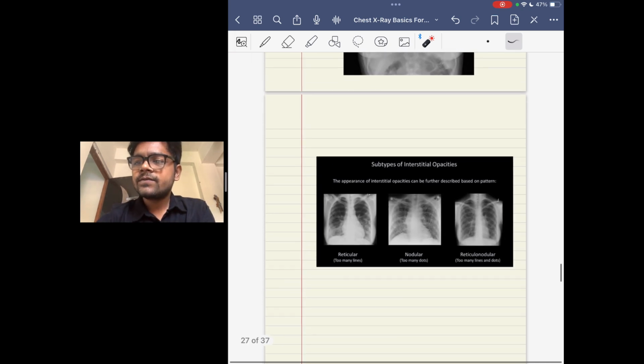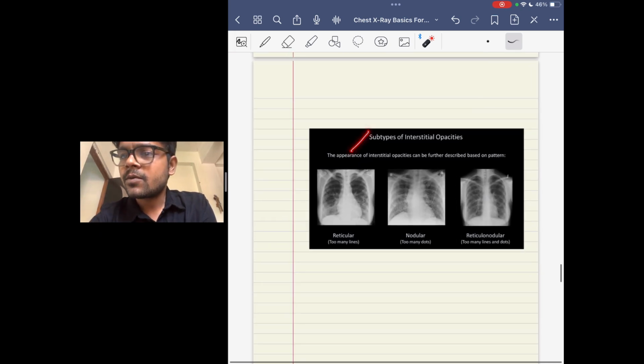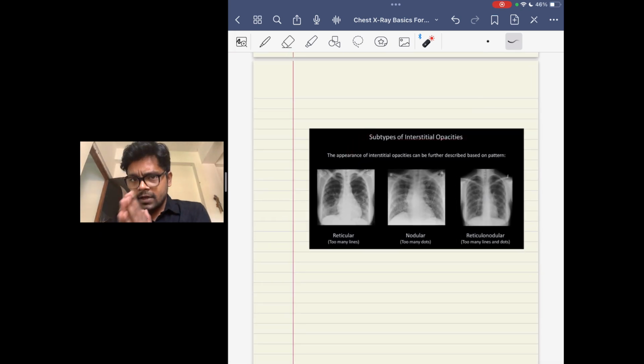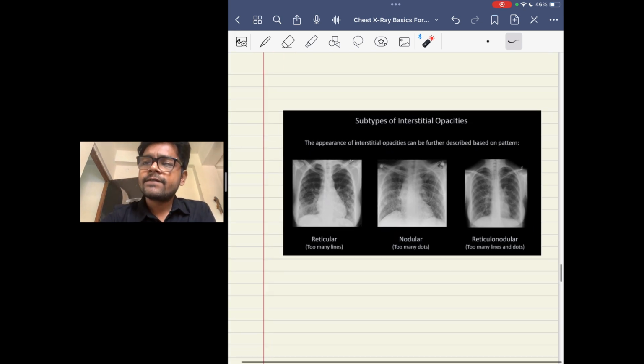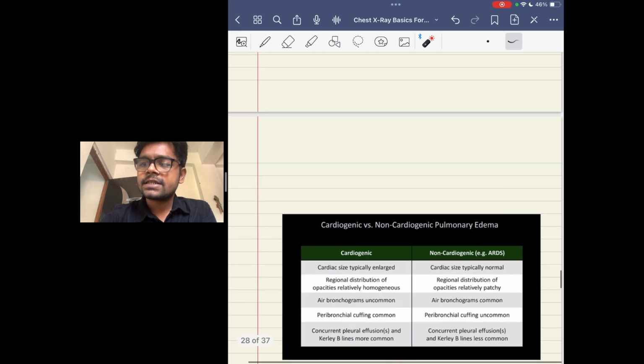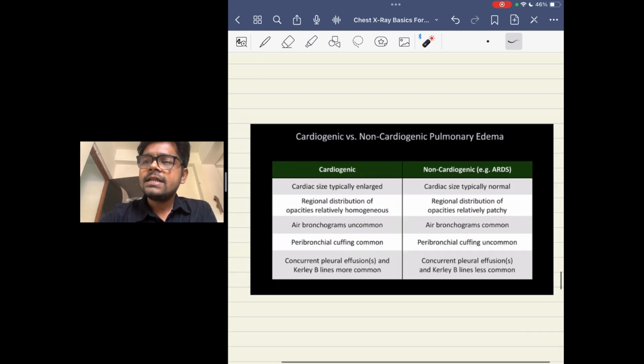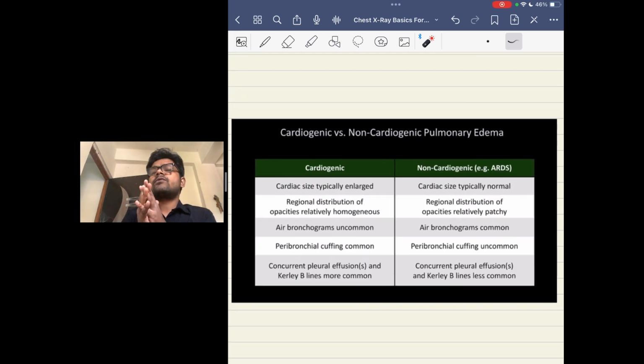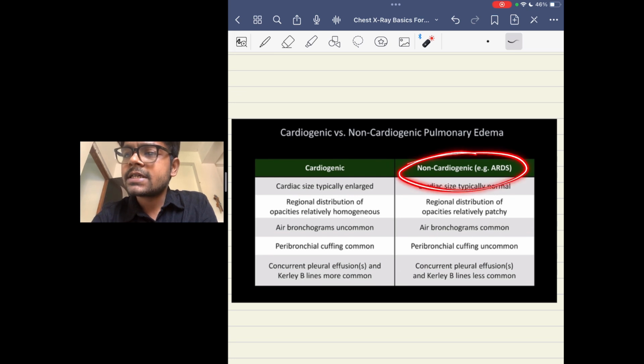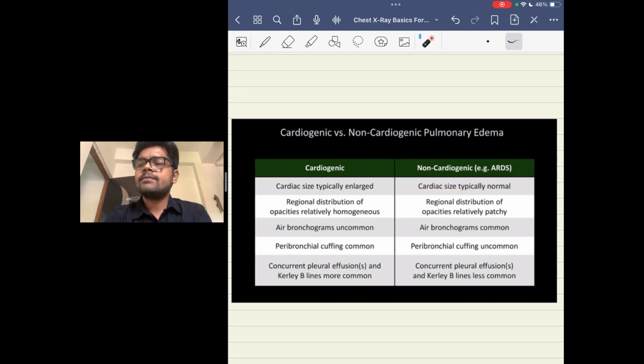So this was a few words about the interstitial opacities. These are not well characterized by your chest X-ray, but definitely you will be going for HRCT thorax. Now let us see a few things about cardiogenic versus non-cardiogenic pulmonary edema. Anytime anyone speaks about non-cardiogenic pulmonary edema, it is synonymous with ARDS, right?